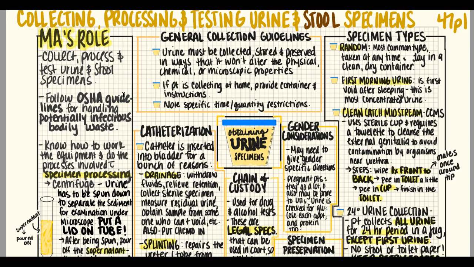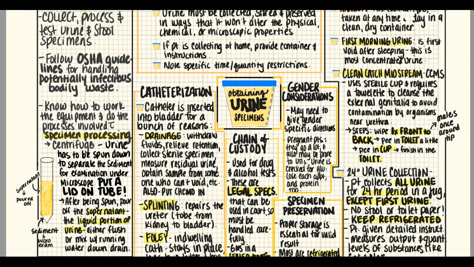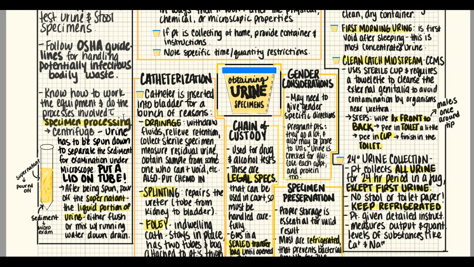Always making sure that we follow OSHA guidelines for handling potentially infectious bodily waste. So as you well know by now, anything that comes out of the body has the potential for carrying infectious disease. So we want to make sure that we are always following our standard precautions and the universal precautions, making sure that you're wearing your personal protective equipment and assuming that everything is infectious and keeping yourself protected from any infectious waste exposure.